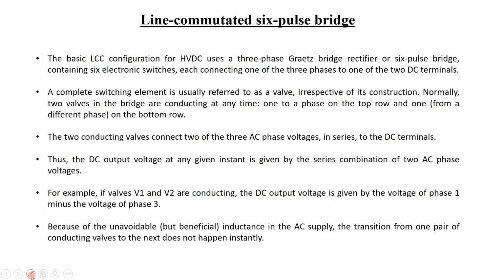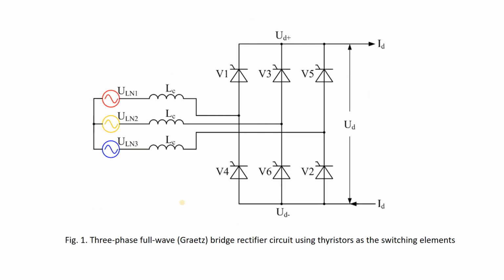See, this is a description. There is this basic bridge which is used for the line commutated converter. The basic LCC, the line commutated converter configuration for the HVDC, uses a 3-phase Graetz bridge rectifier. It is called the 3-phase Graetz bridge. Graetz bridge is nothing but the 6 pulse bridge, which contains 6 electronic switches, each connecting one of the 3 phases to one of the 2 DC terminals. So this is the circuit diagram.